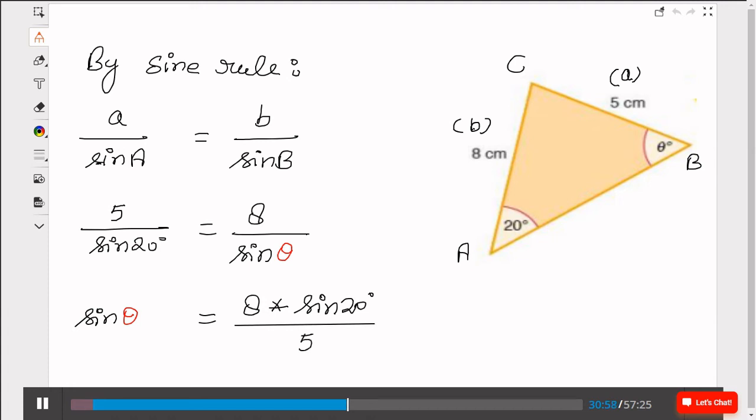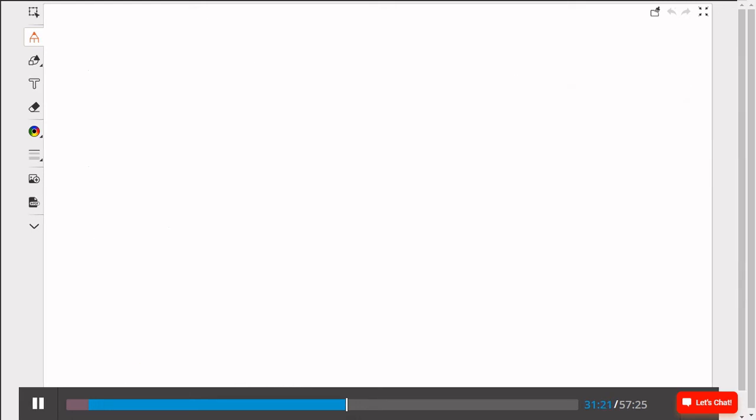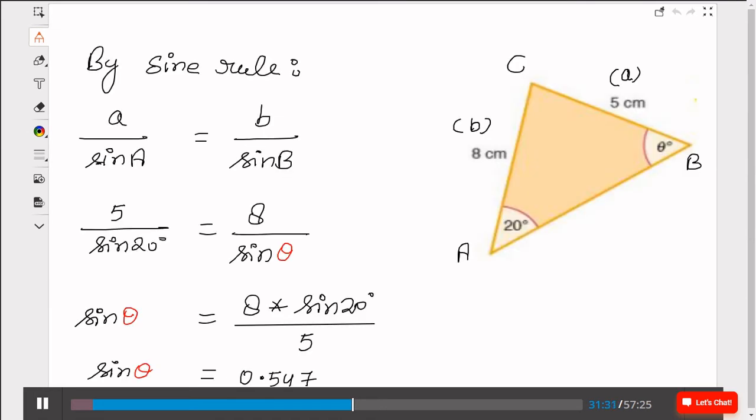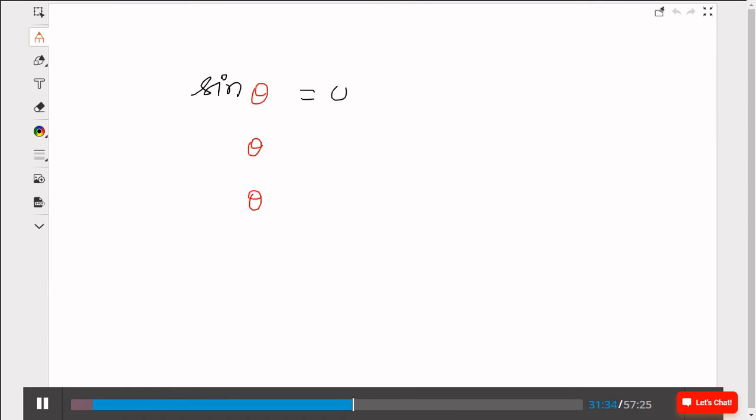That's not your answer actually. Why? Because we have been asked to get theta, not sine theta. So once we have this, let me write it down. We found sine theta as 0.547. When you want to get the value of theta, you bring the sine to the other side, so it's treated as sine inverse. Whichever value is there comes in the argument.